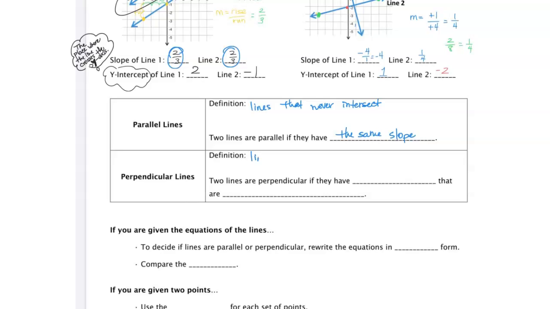Perpendicular lines are lines that intersect at a 90-degree angle. Two lines are perpendicular if they have slopes that are opposite reciprocals. Opposite reciprocals. Those words, opposite and reciprocals, are something we'll need to explore a little bit more just to make sure that you understand what they actually mean.